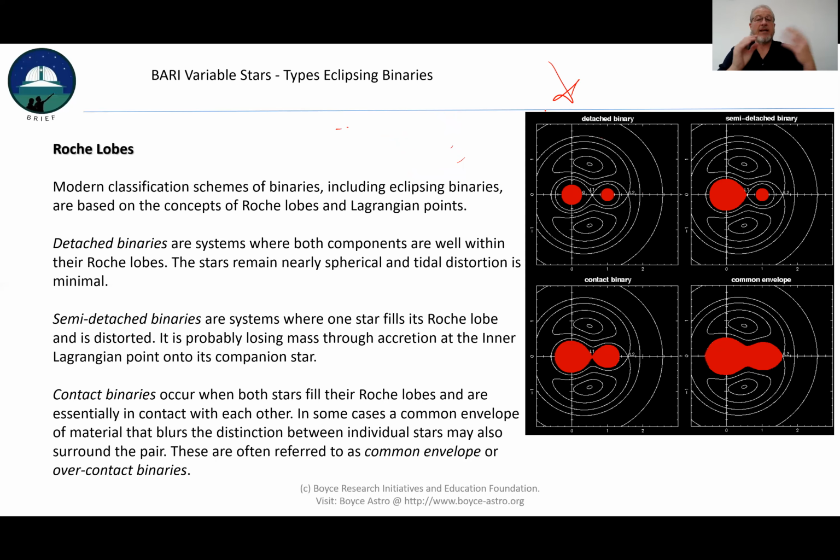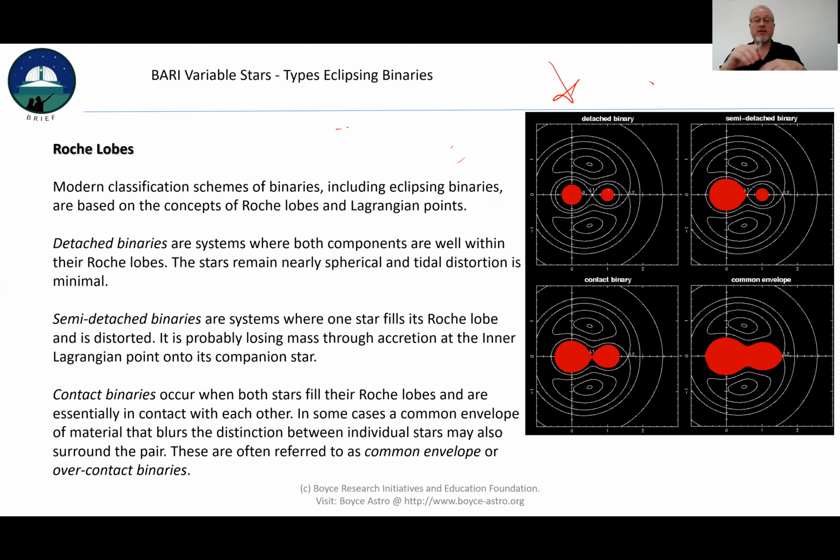Detached binaries first are systems where both components are well within their Roche lobes, and the stars are still nearly spherical, like our sun, and total distortion of the star is minimal. So this is the case here of a detached binary system. You can see the Roche lobes defined outside of the two stars with a Lagrange point located right in between the two. So this is the case of a detached binary that are orbiting around each other.